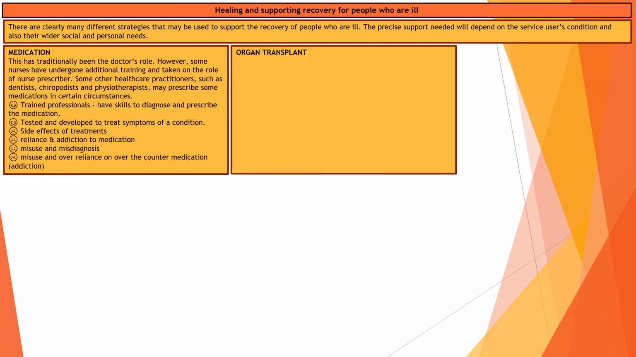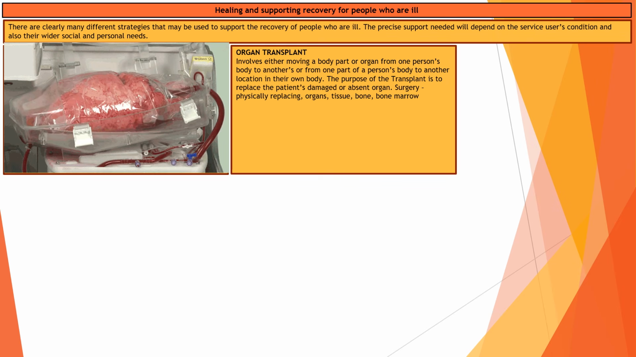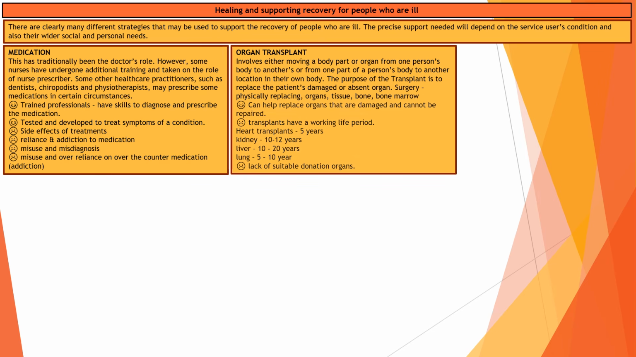Organ transplants are another way of intervening and helping someone with an issue. This involves removing part of the body or an organ from one individual and placing it, or transplanting it, into another individual, often to replace a damaged or missing organ. And lots of things can be transplanted. So it can be organs, tissues, bone marrow, blood transfusions. There's lots of things that can be transplanted.